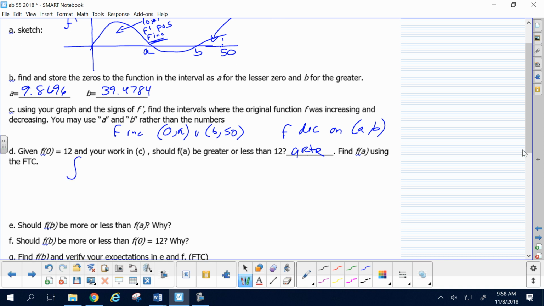Did you find f at a correctly? Did you get something like 18.2831? Okay, let me know if you need to see the work behind that.